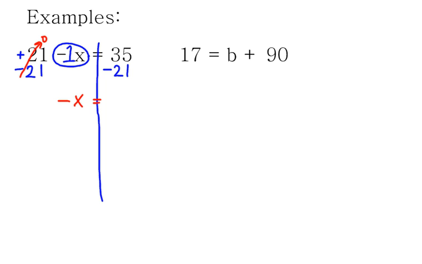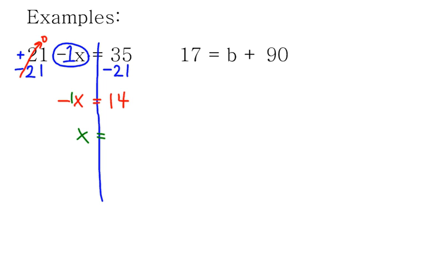I'll do 35 take away 21, and I've got 14, but I'm not quite done. I can't leave that x negative. I need a positive x, because right now this x isn't by itself. It's got this -1 attached to it.